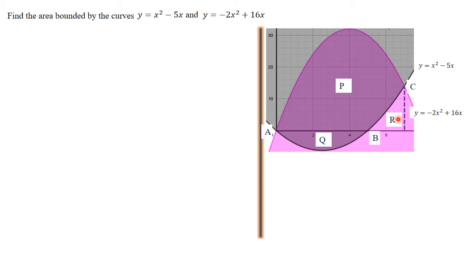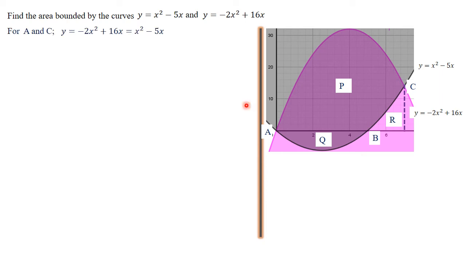It's essential for us also to get the other points which are necessary. One of them is where the two curves intersect. That is the origin and the point C. The origin is represented by A. The point C is the point of intersection of the two curves. Again, it's necessary for us to get the point B, which is where this particular curve, x squared minus 5x, cuts the x-axis. That's necessary for us.